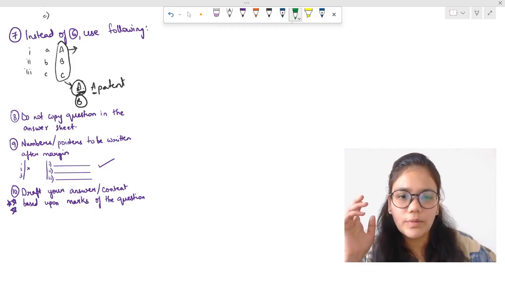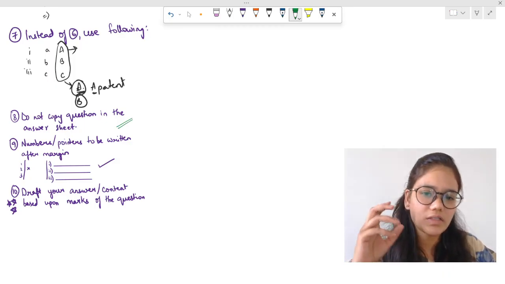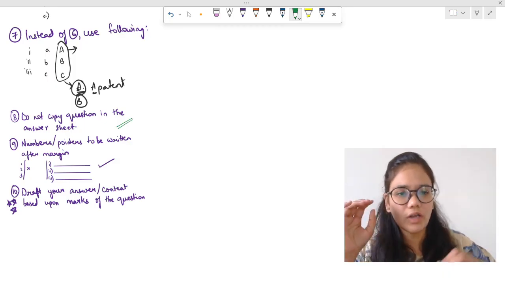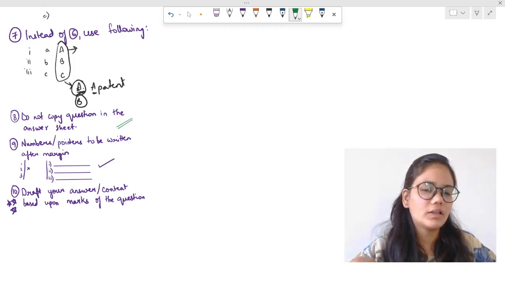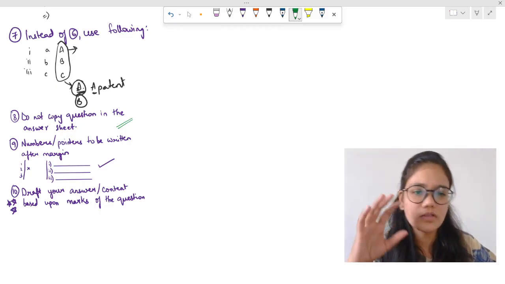Next, do not copy question and answer sheet. Not everyone does it, but a few students actually tend to write the question first and then write the answer. You don't have to do all of those.